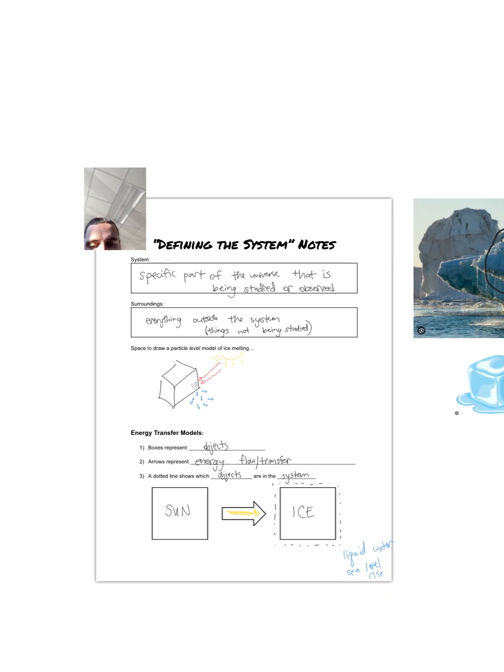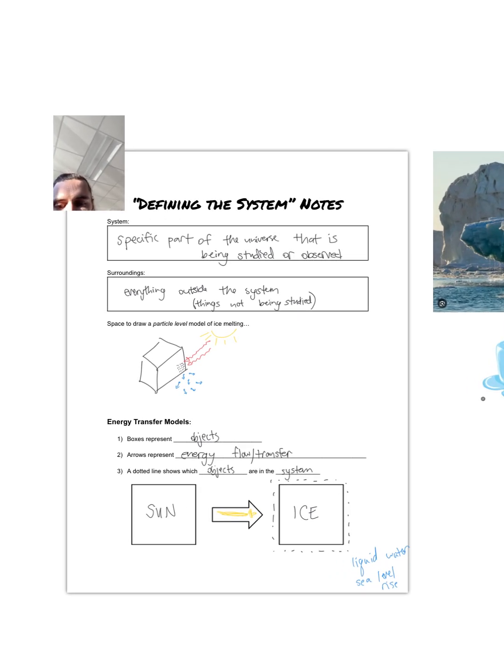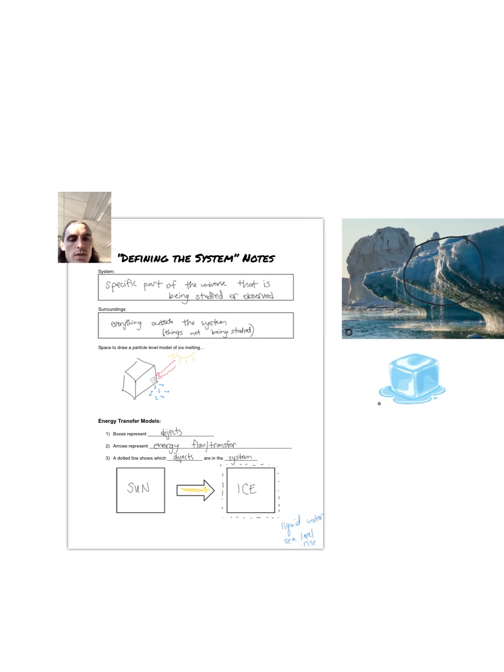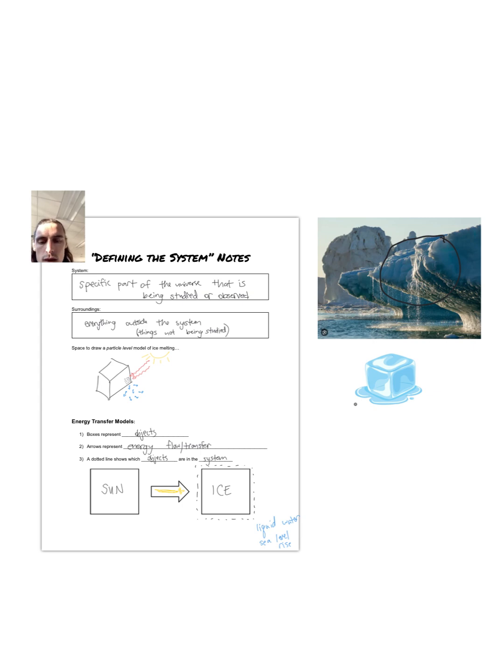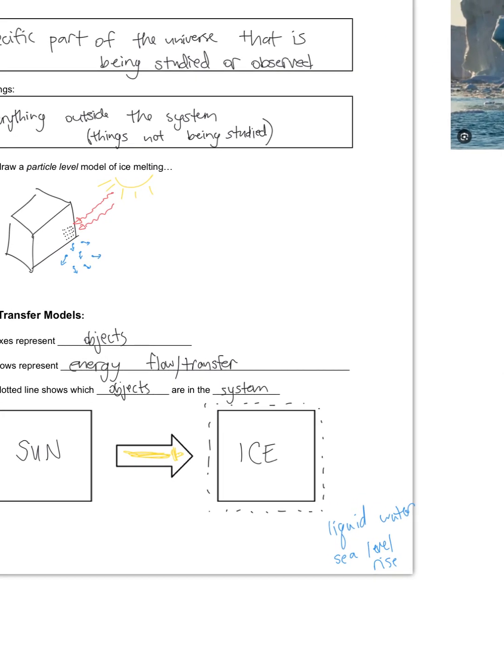So this is defining the system. We have our system, our surroundings, a quick particle model there for you of ice melting. And then I just want you to know that when we do energy transfer models, we're talking about two different objects. So we have the sun and the ice here, and there is a flow of energy shown by the arrow. And then specifically, the thing that we're studying, the part of the universe that we're studying in this moment is the ice. What's happening here with our glacier, okay? And so we put some dotted lines around that to define our system.